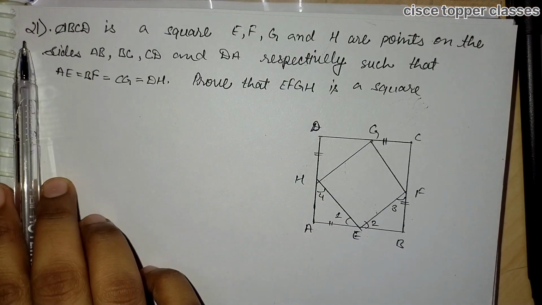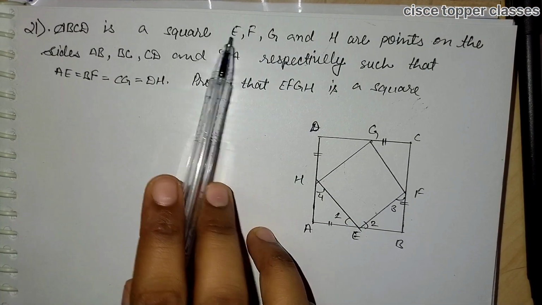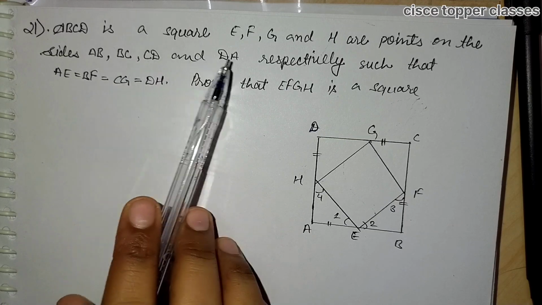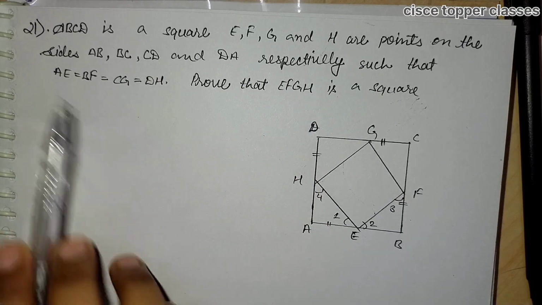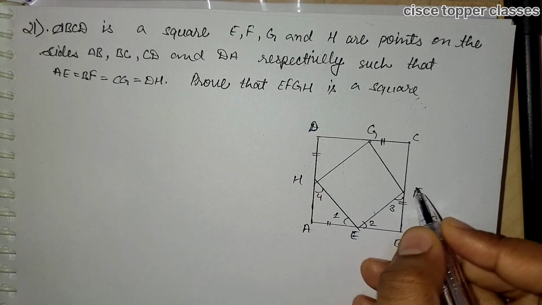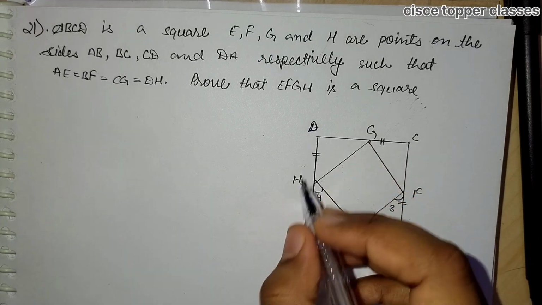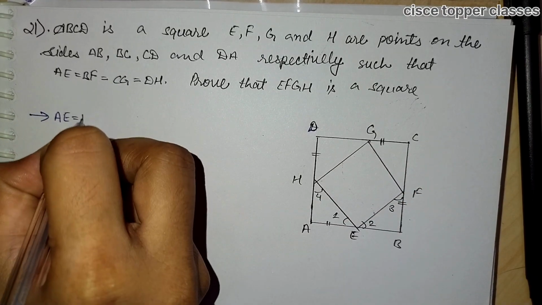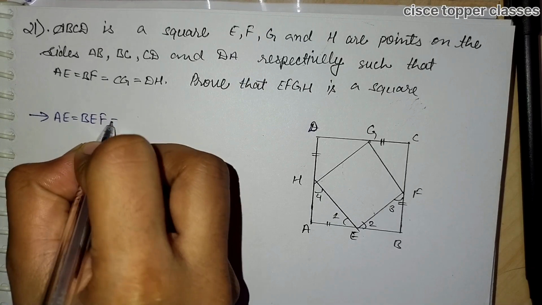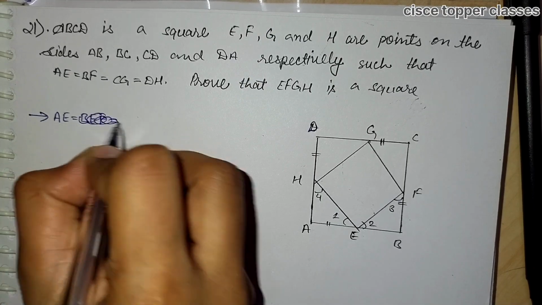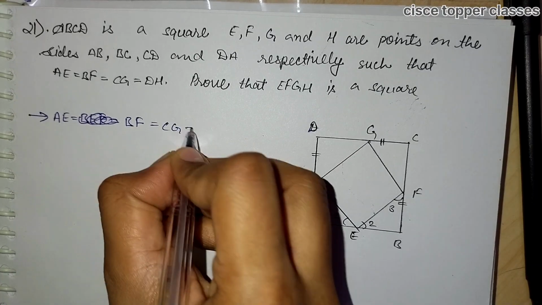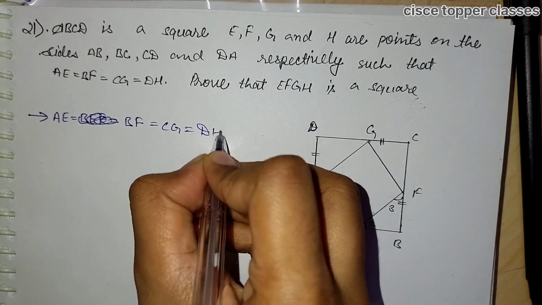Let us solve question number 21. ABCD is a square. E, F, G, H are points on the sides AB, BC, CD and DA respectively, such that AE is equal to BF, this is equal to CG and this is equal to DH. So simply here we can write AE is equal to BF, this is equal to CG, this is equal to DH.